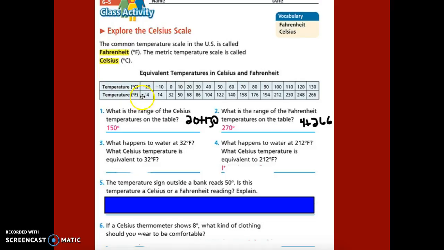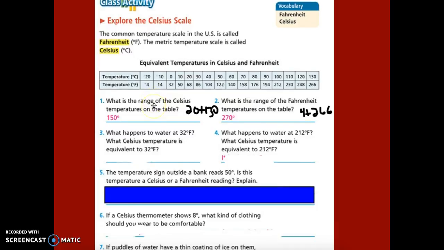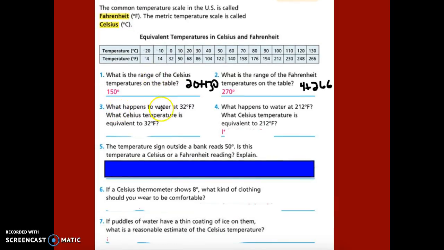So you see there's a much bigger range of temperatures in the Fahrenheit scale, the US scale, than there is in the Celsius scale. So what happens to water at 32 degrees Fahrenheit? So we're looking at our 32 degrees Fahrenheit. I want you to think. You've probably learned about it in science even. What happens at 32 degrees Fahrenheit? The answer is water freezes at 32 degrees Fahrenheit, okay? And the equivalent to that in Celsius is 0 degrees. So at 0 degrees Celsius, water freezes, and in the United States at 32 degrees Fahrenheit, water freezes, okay?